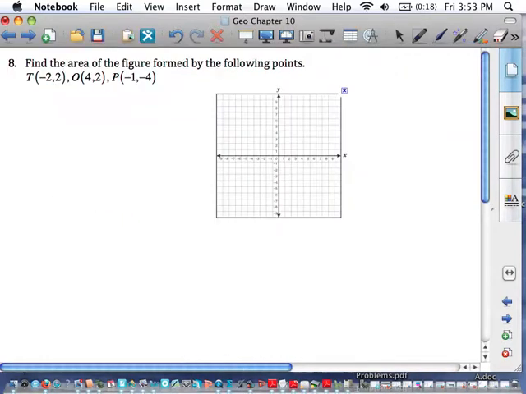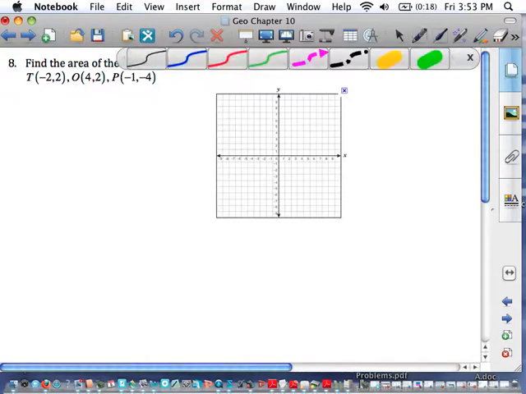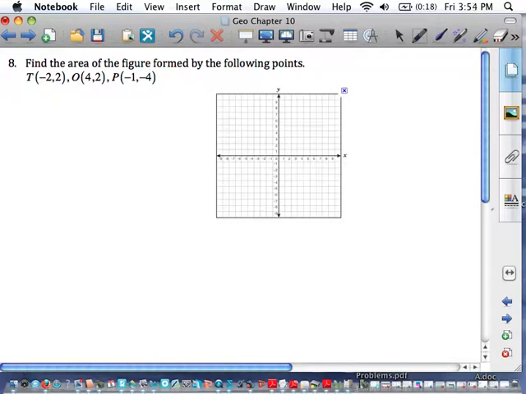Next is number 8. It asks you to find the area formed by the following points. So let's go ahead and plot those points. The first is at -2, 2. So there's T. The next is at 4, 2. There is O. And the last is at -4, -1. And that is P.